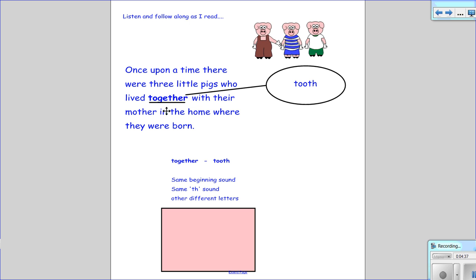And if we think about it again and look at the word and we break it down together, let's read and see if together makes sense, because tooth sure doesn't. Once upon a time, there were three little pigs who lived together with their mother in the home where they were born. And by checking to make sure that it makes sense, that's what we need to do.